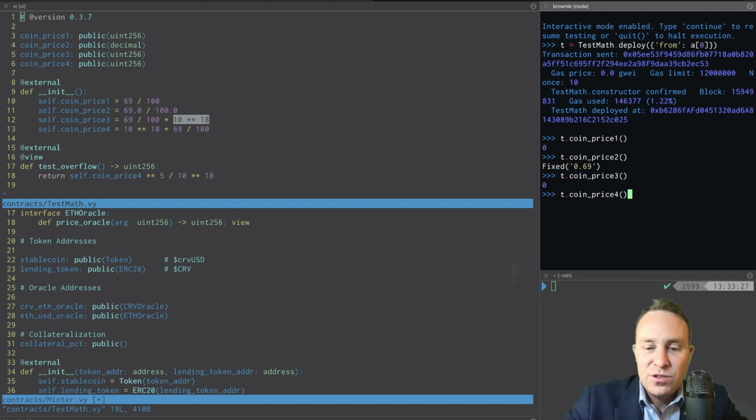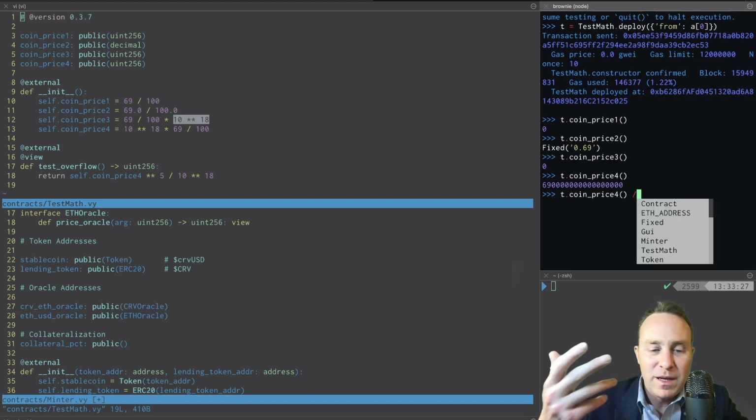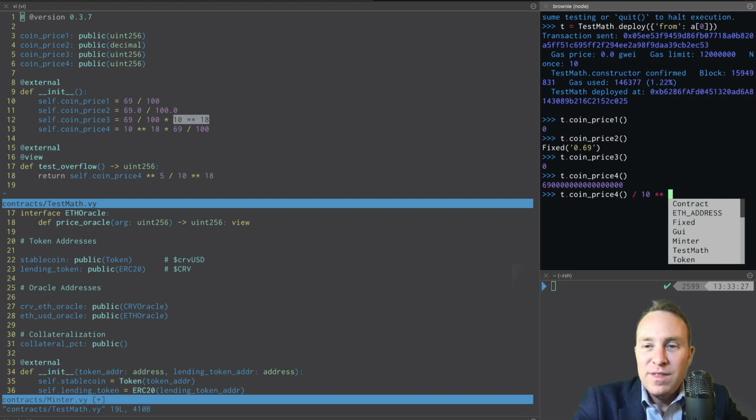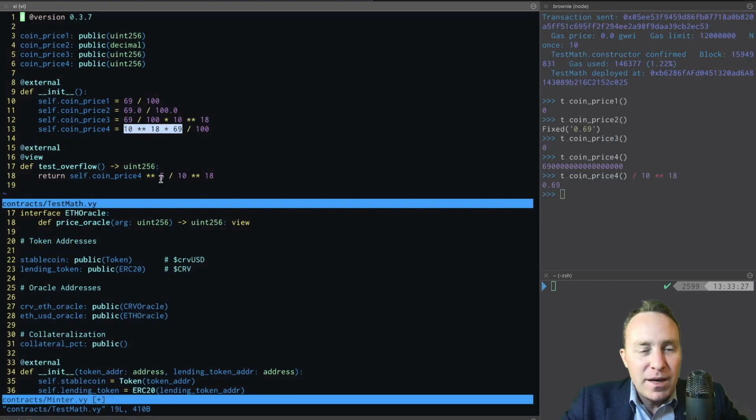And this is going to get us to our representation of 69 cents. In this case, it is a very, very big number, but we know that if we ever then in the future divide it by 10 to the 18th, we get back to a number we can use. So we can use this just as long as we remember to ultimately back it out by dividing by 10 to the 18th.